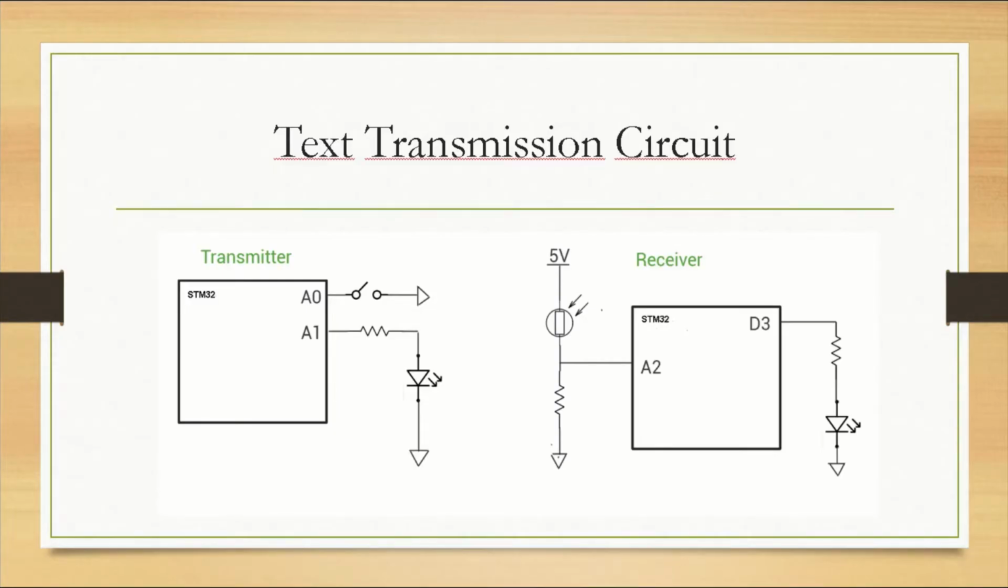Here is the text transmission circuit. I will mention the used hardware and circuit schematic. Another way we transmit data is the on-off keying method. In this method, we need coding to transmit and control the data. It is an easy method to implement.